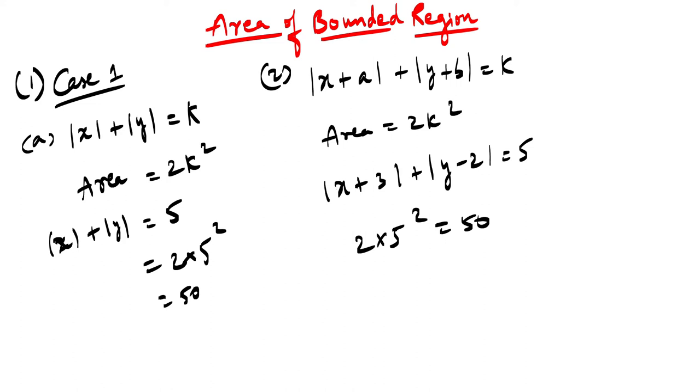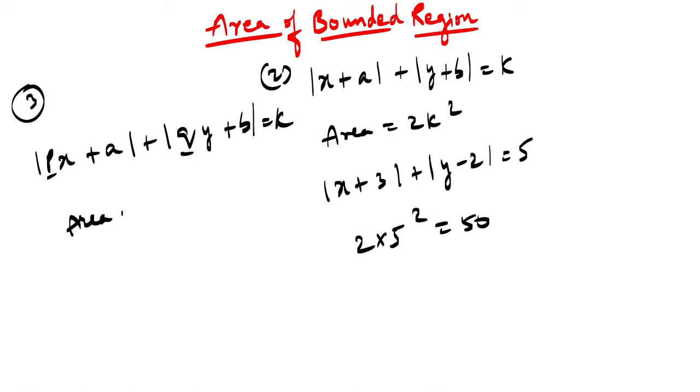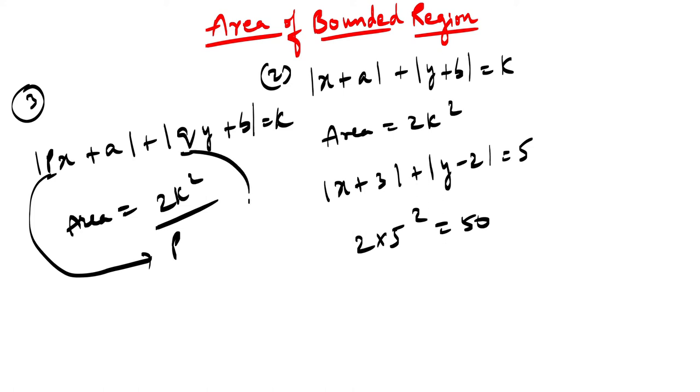It just shifts the figure. There won't be any change in the area. Now what about case 3? The third case is, let's say, if you're multiplying x with p and y with q: |px + a| + |qy + b| = k. Then the area will be the same thing, 2k square. However, whatever we are multiplying, put them in the denominator, p and here it is q. So p into q.